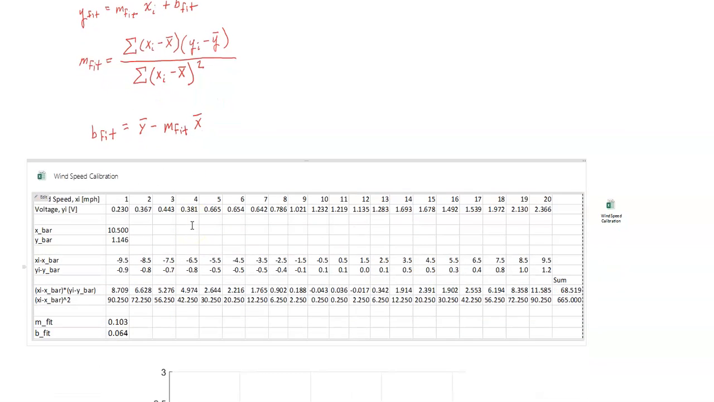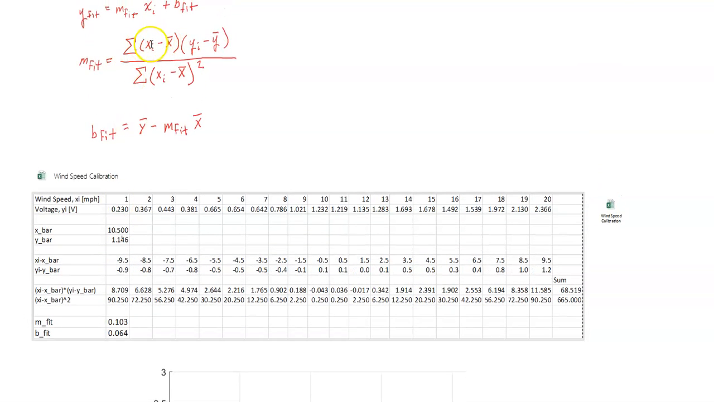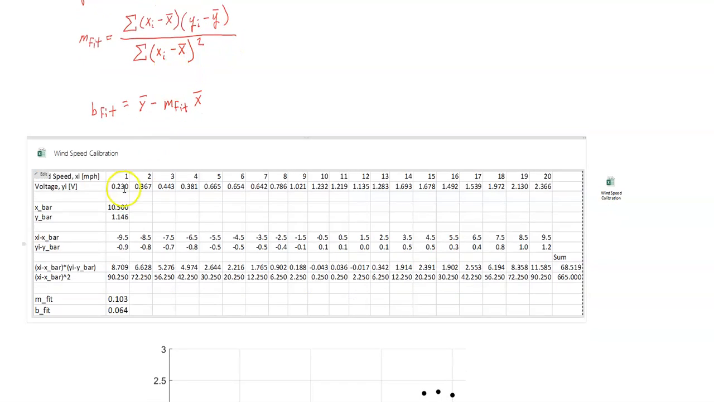And so I've linked to an Excel spreadsheet here where we've plugged in some voltages for given wind speeds. And I will upload this wind speed calibration spreadsheet so you can take a look at each of the individual formulas. But here we're calculating x bar, the average wind speed, and we're calculating the average voltage. And then we calculate each term in these three summations, so each of the individual terms inside of these parentheses. So here's xi minus x bar, and here's yi minus y bar.